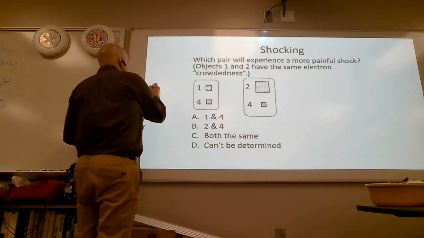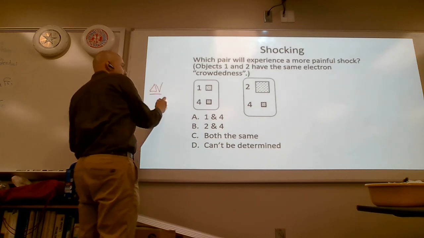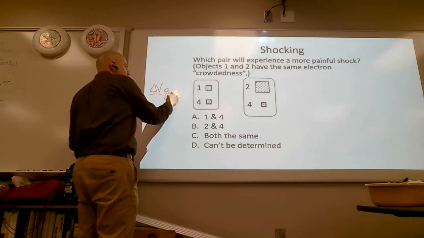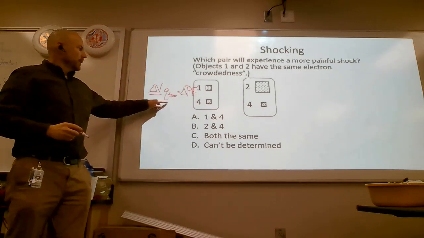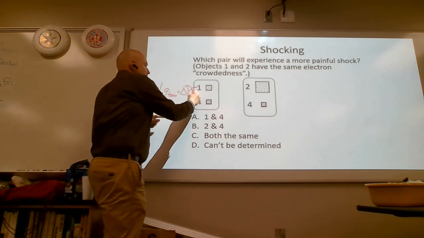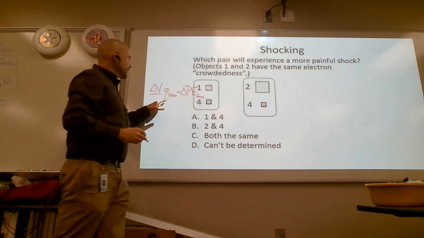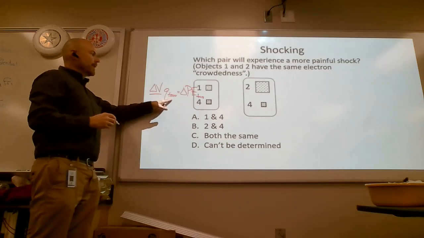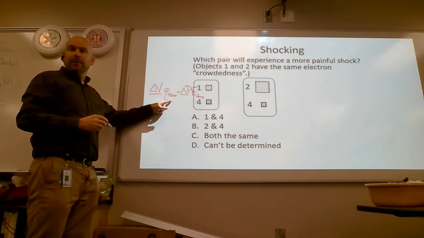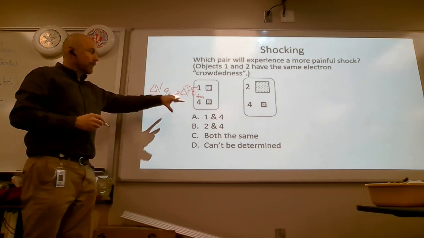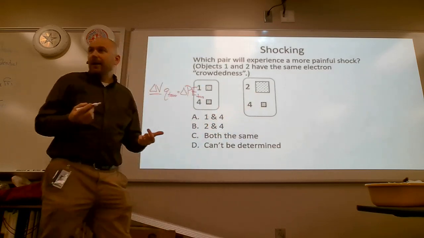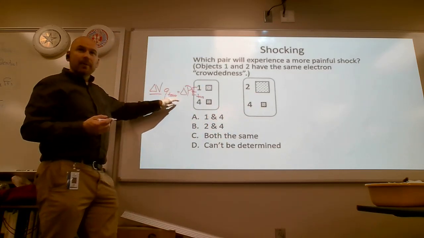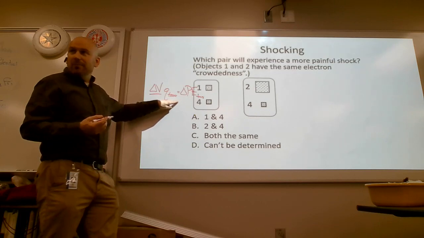Okay. What I'm looking at is this. So they both have the same voltage, but what I'm trying to figure out is which is going to transfer more energy. And what's going to determine that is how many electrons are making the jump, because the voltage comparison of crowdedness between 1 and 4 and 2 and 4 are identical. So this is the same. But I'm looking at which one's going to have more electrons jump.